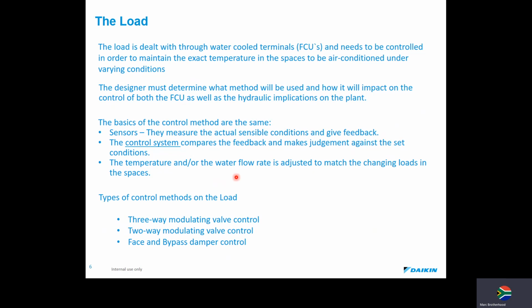Types of control methods on the load. So how do we control the working fluid? Well, besides moving it around with pumps, we have a three-way modulating control valve, two-way modulating valves, and face and bypass damper control. Not as popular as fan coils, but I will show you the working principles of face and bypass damper control.